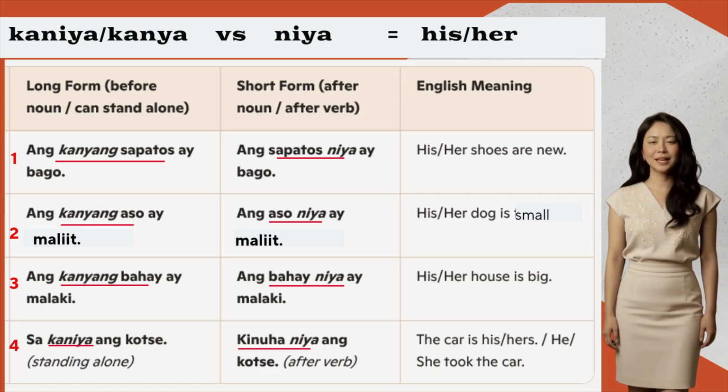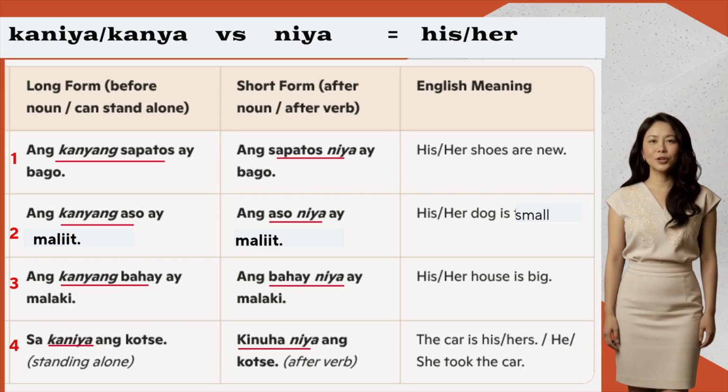In our fourth example, we are showing that kanya can be used as a stand-alone pronoun. So in this example, it says, sa kanya ang kotse. The car is his or hers. For the short form, niya, we can use it after the verb as well, just like in our previous examples with the short form pronouns.